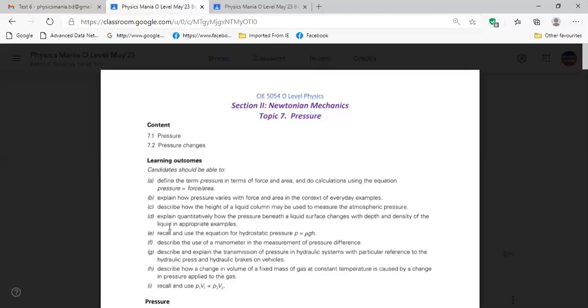Okay. So we have one formula you see here. These three learning outcomes C, D, E are related to the same thing. That is related to this formula: P equals rho g h.